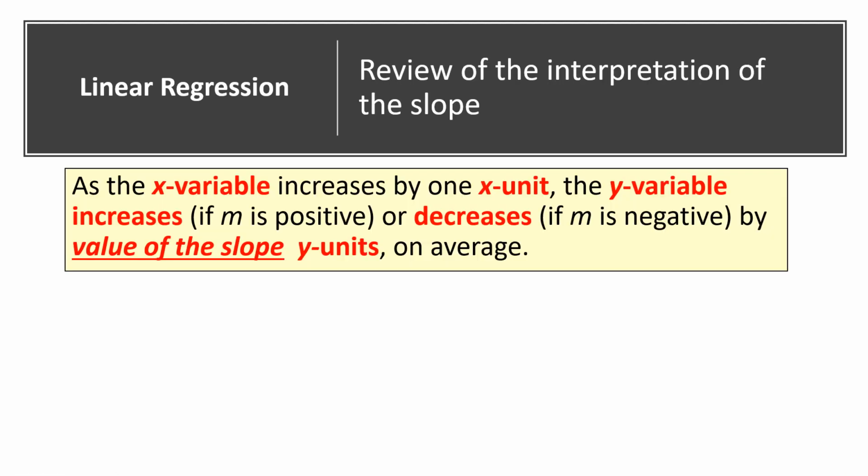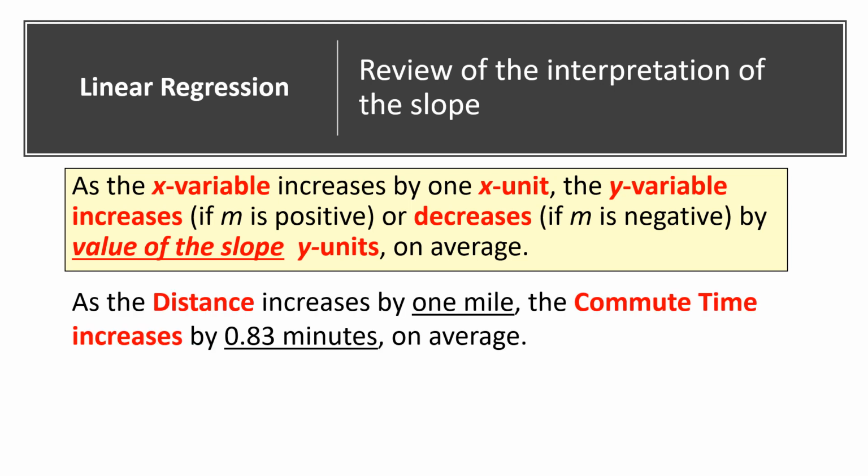Let's interpret the slope. So we would say as the x variable increases by 1, as the distance increases by 1 mile, the y variable, in this case the commute time, would increase because the slope is positive by 0.83 minutes on average. So for each additional mile away from the college, your commute time is going to increase 0.83, a little bit less than a minute on average.